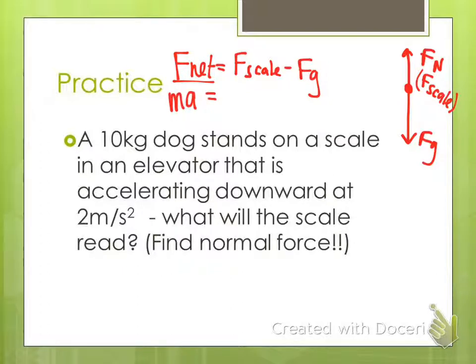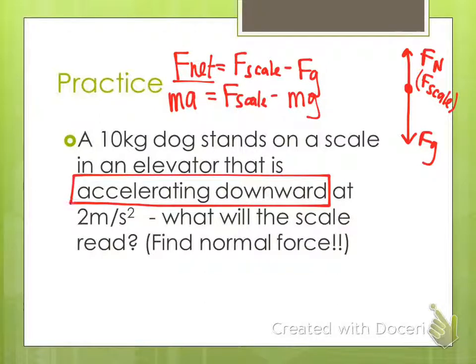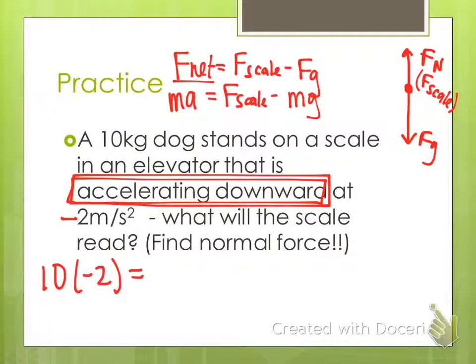M times A. Good. We're solving for F scale. We know that F sub g is equal to mass times gravity. Here's something that we need to really pay attention to. We're accelerating downward, which means our acceleration needs to be -2. So I'm going to move my equation down to the bottom here. We're going to take 10 kilograms times -2 equals F sub scale minus 10 times 9.8.